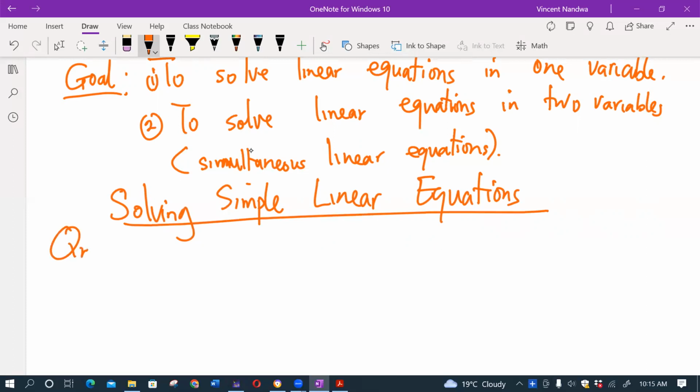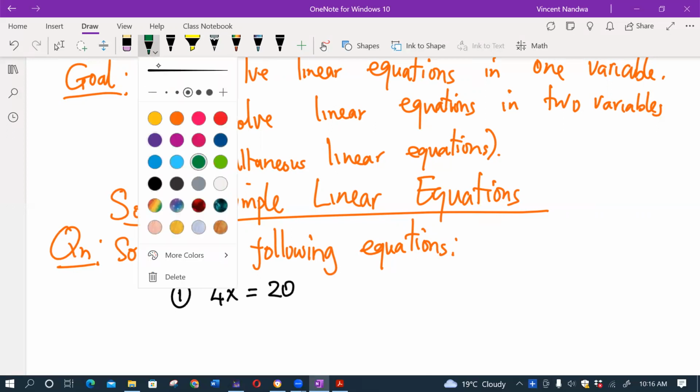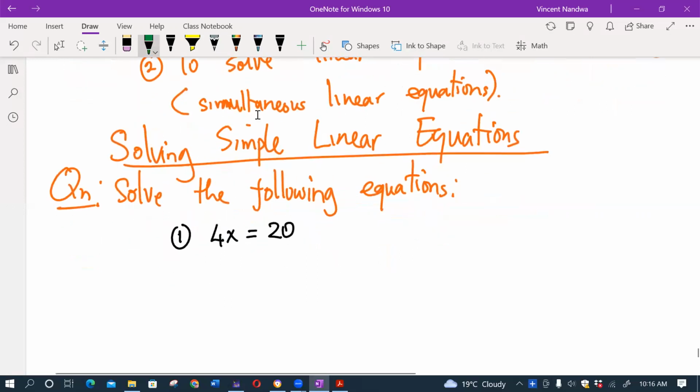So the question is, solve the following questions. The first one is 4x equals 20. Now, to solve this means we need to get the value of x, which when you substitute into this equation, we get the answer to be 20.